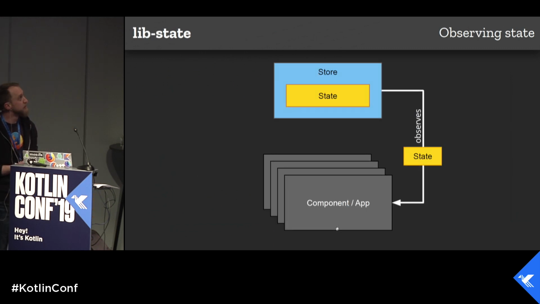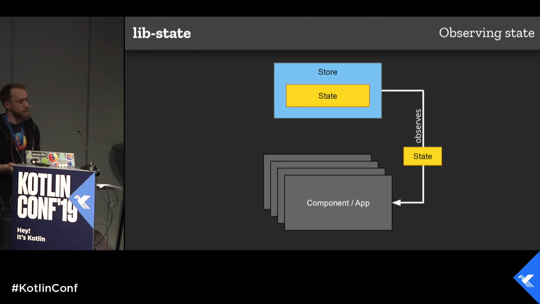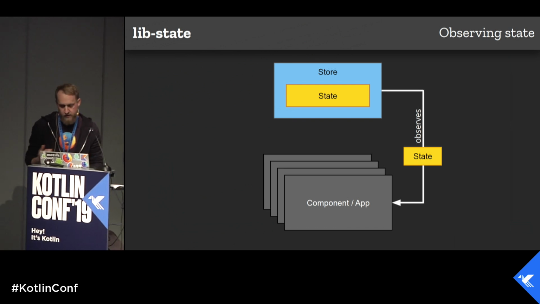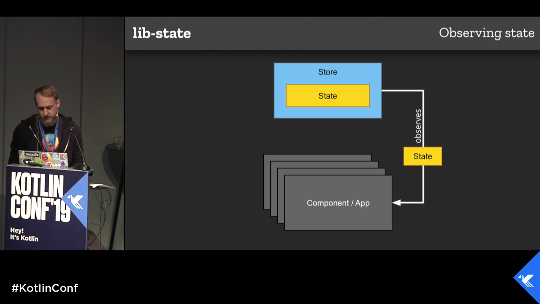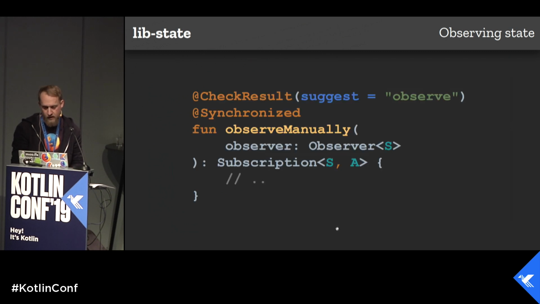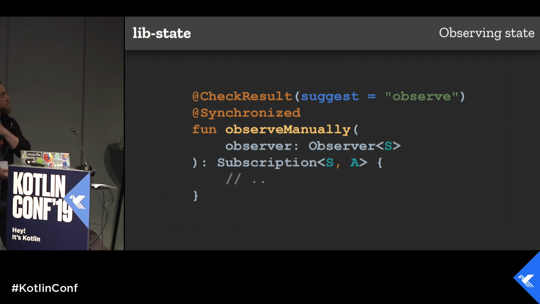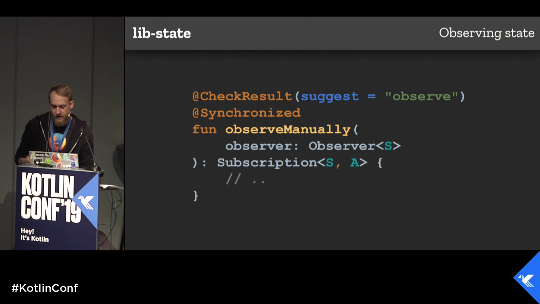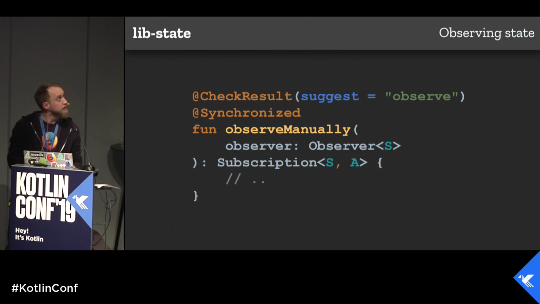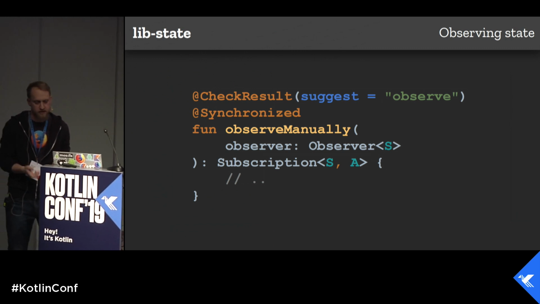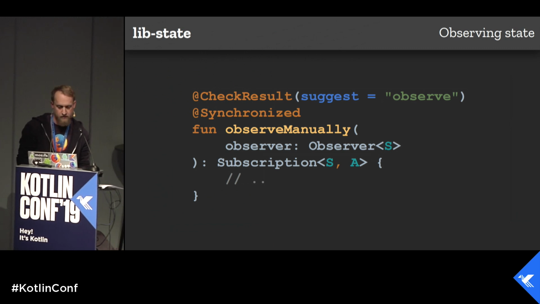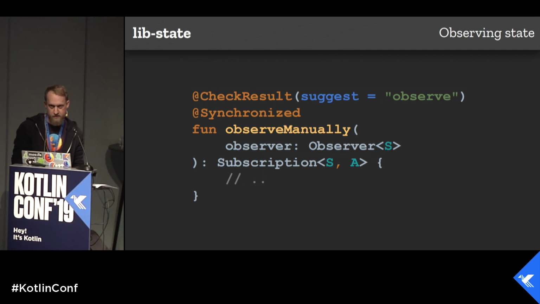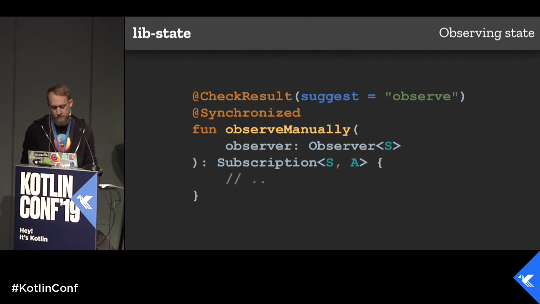Of course, the components and also the app need to know about the current state, and we needed some kind of mechanism to get the current state, but also all state updates. And we did this initially by writing a very verbose but flexible API that we called observe manually. You provide a function that will get invoked with the current state and all further state updates. Then it returns a subscription object that allows you to resume, pause, or cancel observing the state.